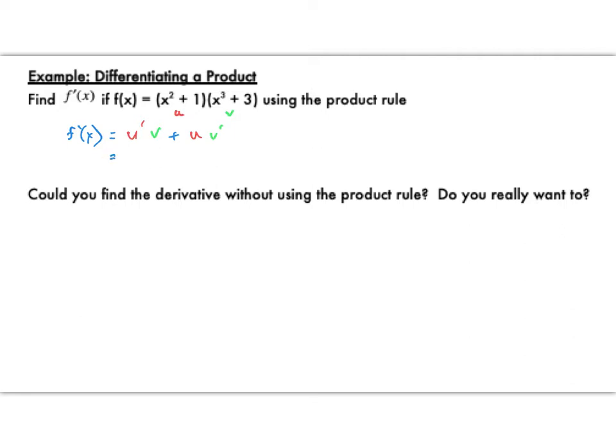So I'm going to start with u prime, and the derivative of u looks to be just 2x. And then what I'm going to do is multiply it by v, but I'm not going to differentiate v, so x cubed plus 3. Now what I do for the second part is I just reverse that process. I'm going to start with my u function, which is x squared plus 1, and now I'm going to differentiate my v, which looks to be 3x squared.